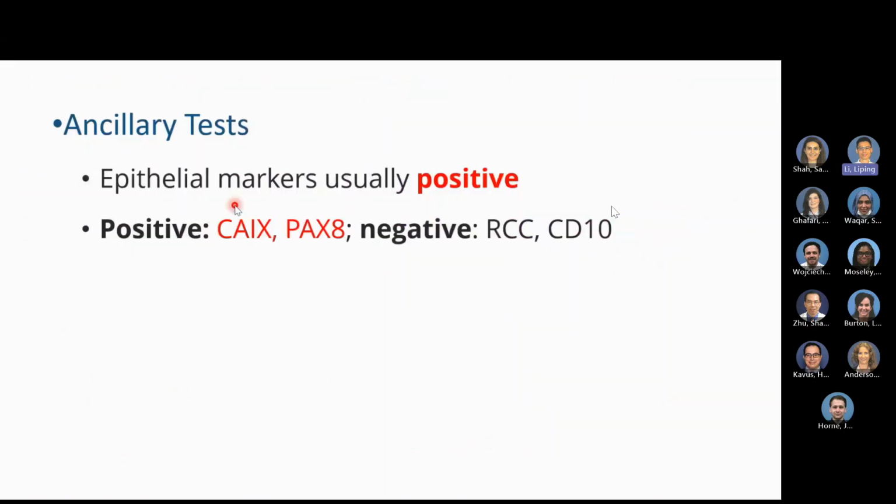And then epithelial markers are usually positive. And one really special staining is CA9 and PAX8, so similar to clear cell renal cell carcinoma. But other markers like RCC and CD10 are negative. If you're thinking about thyroid, of course, PAX8 is positive for the thyroid, but you can use TTF1 to help you make the differential.